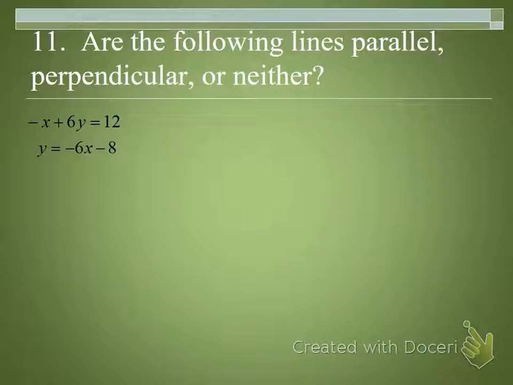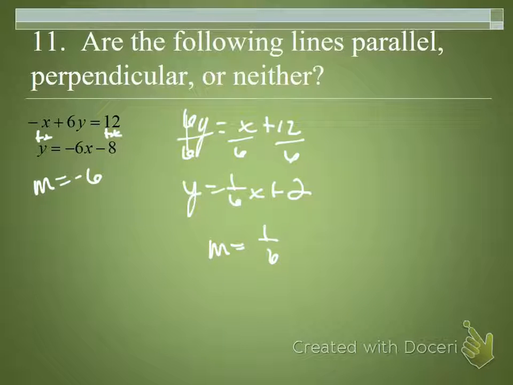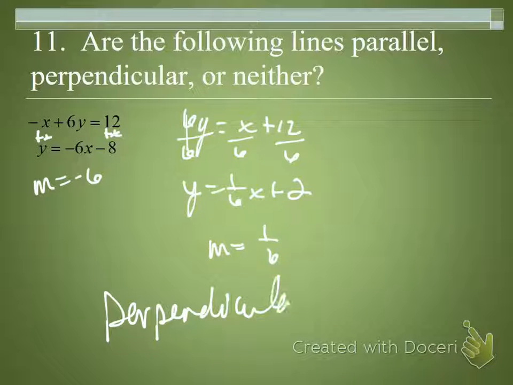All right, try another one. See what these guys are. Stop the video, start it back up, and see if you're right. Okay, there you go. Slope of the first one, you had to get y by itself, put it in slope-intercept form, and find out the slope is 1/6. The slope of the second line, it's already in slope-intercept form, so we can go ahead and call it -6. And these are opposite reciprocals, so these two lines are perpendicular.